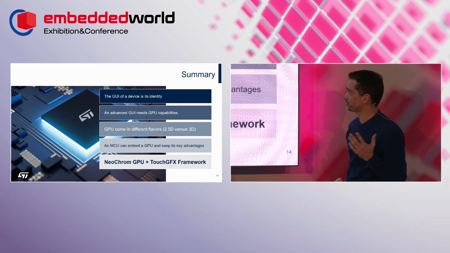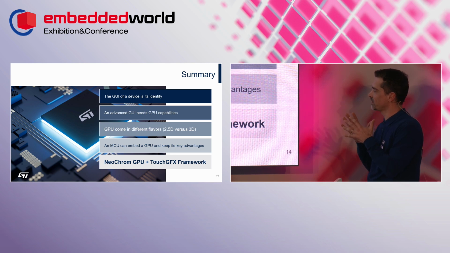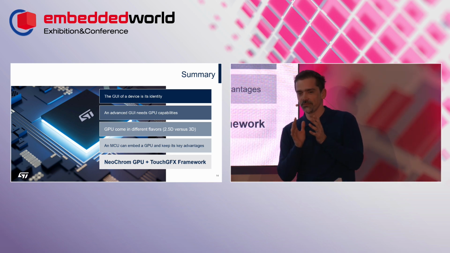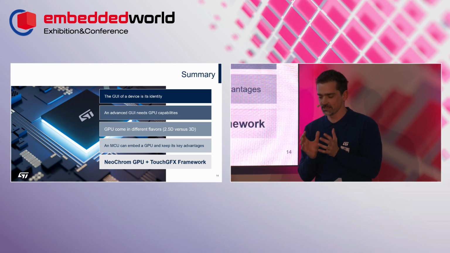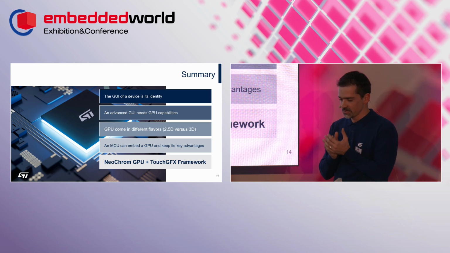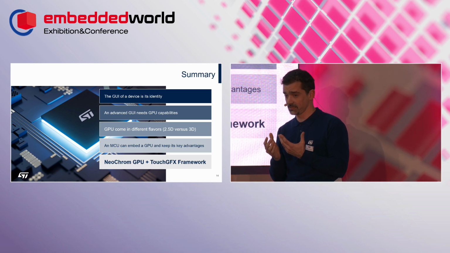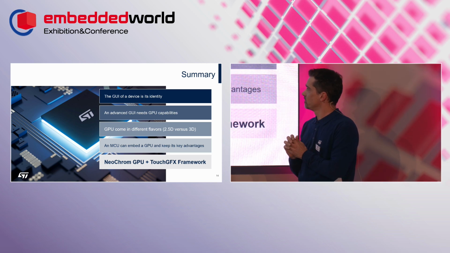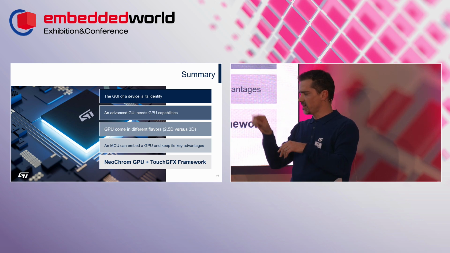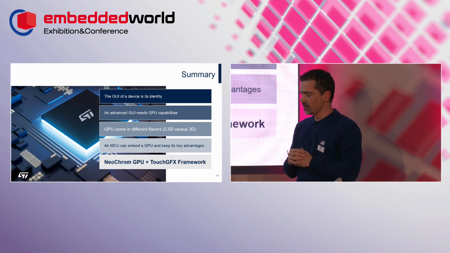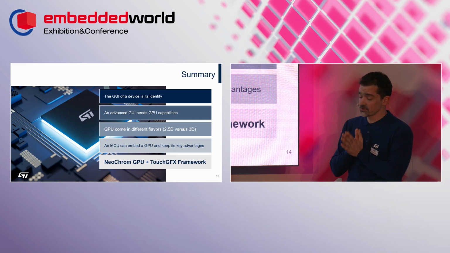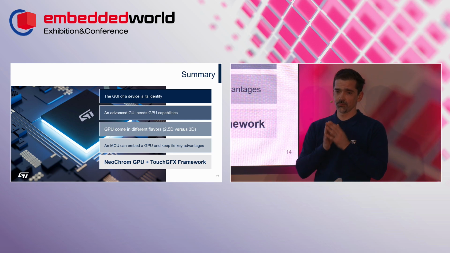So as a summary, I hope I gave you these takeaways. The graphical user interface of a product should not be neglected. I'm convinced it is the heart of a product, and it defines its identity. So it's very important to not just put buttons and say, okay, it will be okay. You have to start, stop, and raise the temperature. No, it must be more than that, I think. And an advanced graphical user interface needs some GPU capabilities.